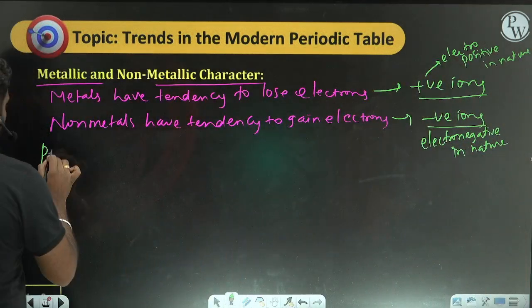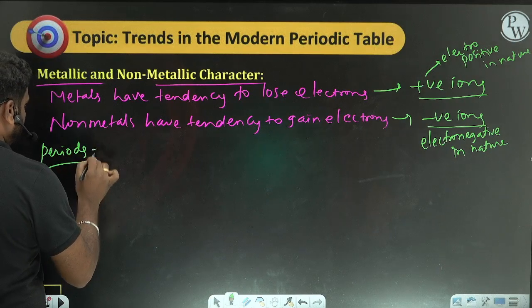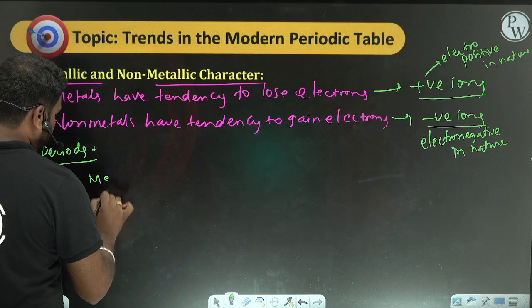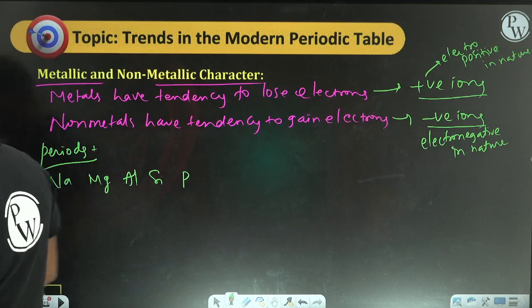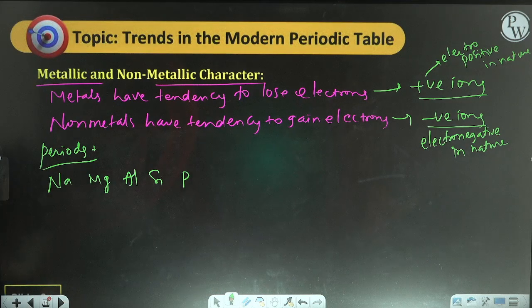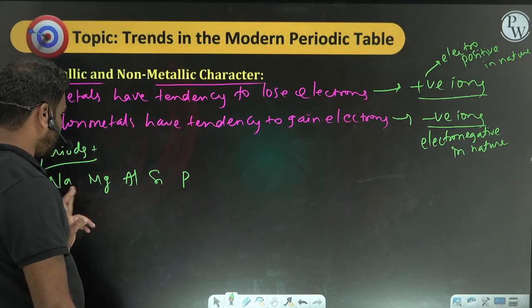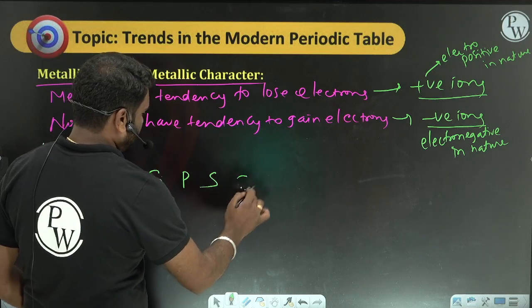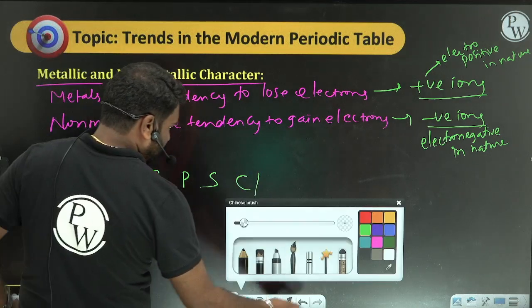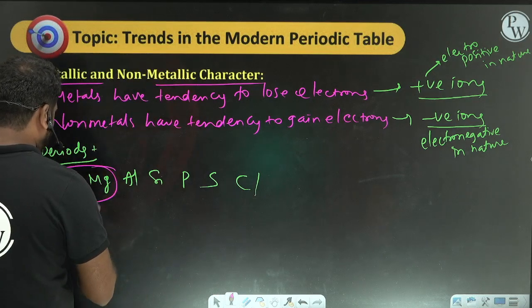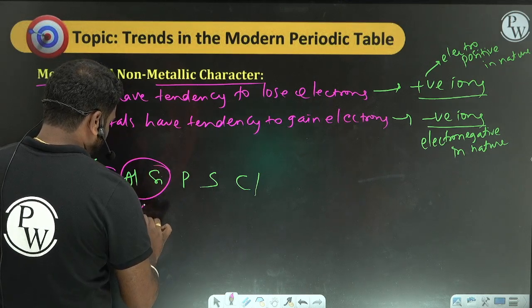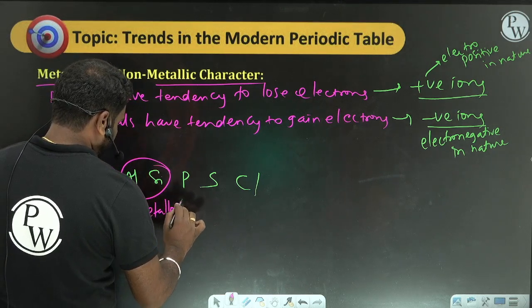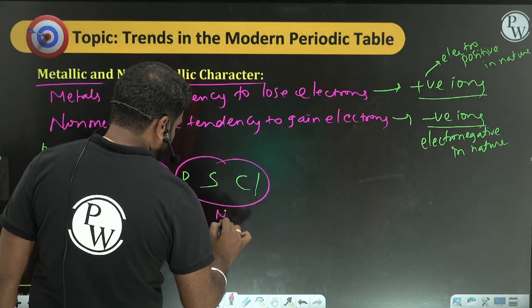So let's look at the period. For example, sodium, magnesium, aluminium, silicon, phosphorus, sulfur, chlorine, right? Sodium, magnesium, aluminium, silicon, phosphorus. So it's 15, 16, 17. Okay, sodium and magnesium are what? Metals. Okay, aluminium, silicon are what? Metalloids. And phosphorus, sulfur, chlorine are non-metals.